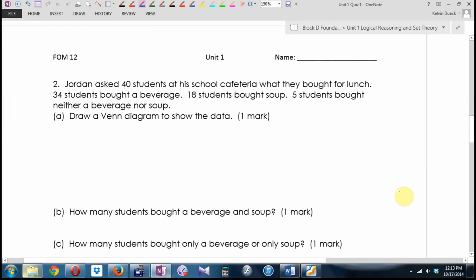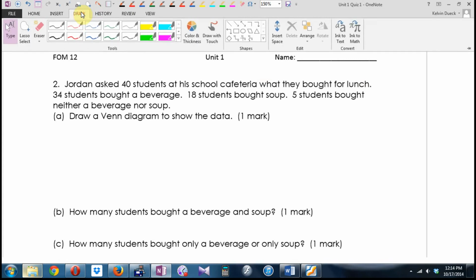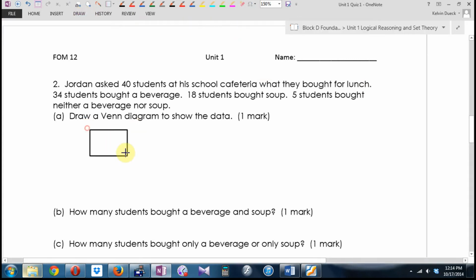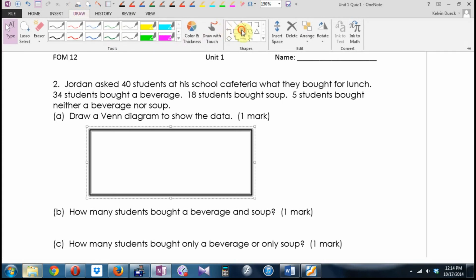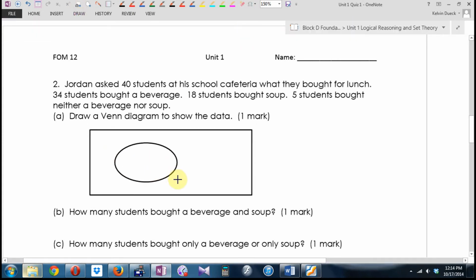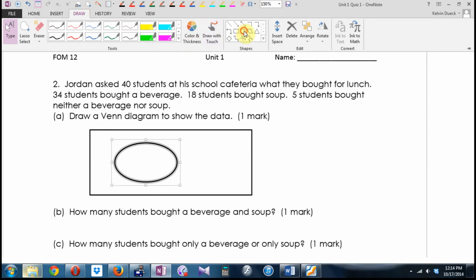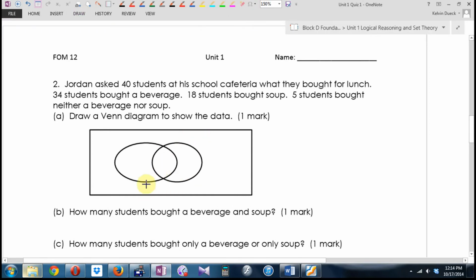Jordan asked 40 students at his school cafeteria what they bought for lunch. 34 students bought a beverage, 18 bought soup. Okay, I'm going to have some kind of a Venn diagram here. So I'm going to start out with two circles. Beverage, soup. Okay.